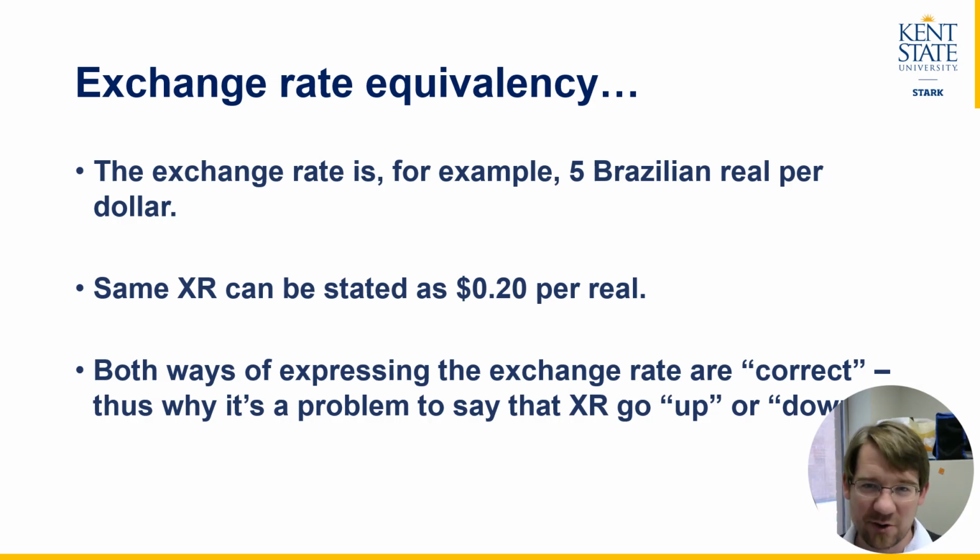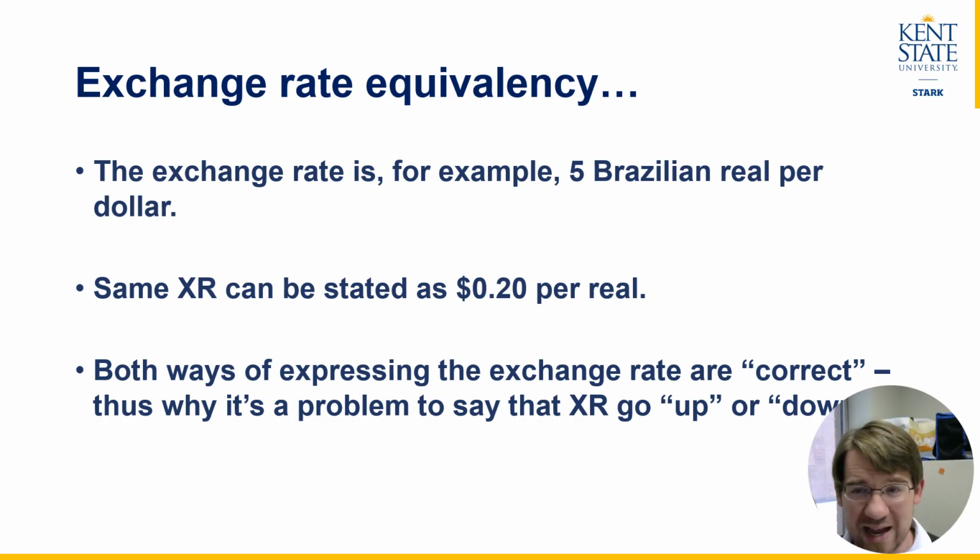Now, another point that comes out of this is that there are equivalent ways of speaking about exchange rates. So you have to be very, very careful whenever you look up exchange rates so you know which direction you're talking about. So for example, at the time that I'm recording this, the exchange rate between Brazilian real and the US dollar is approximately 5 real per dollar. So that is one way we can express the exchange rate, how many of this other currency can I get per dollar? But you can easily reverse that and say, well, 5 real per dollar is equivalent to saying that it's 20 cents per real.